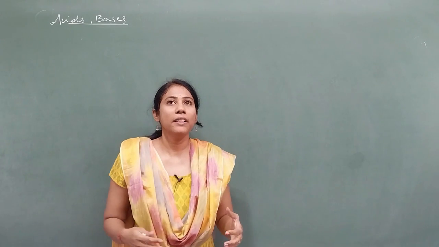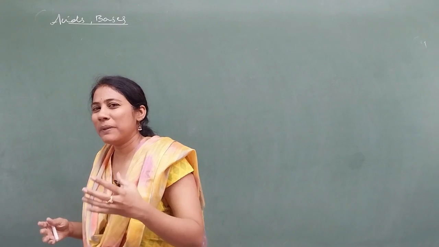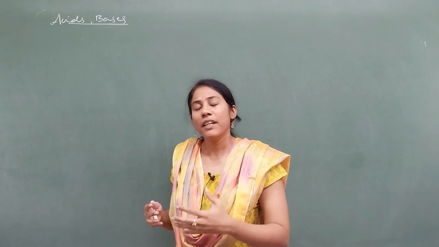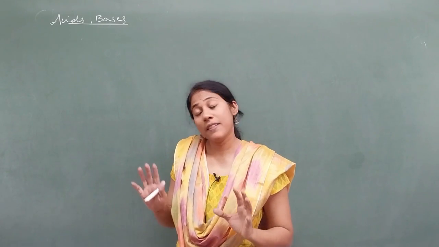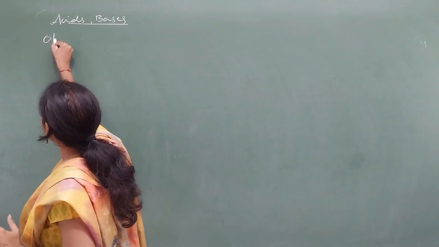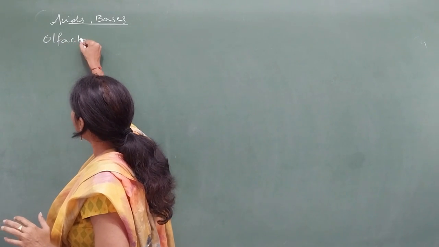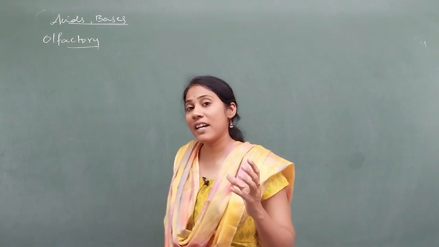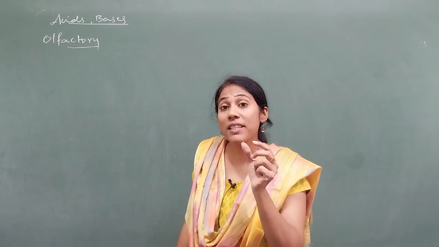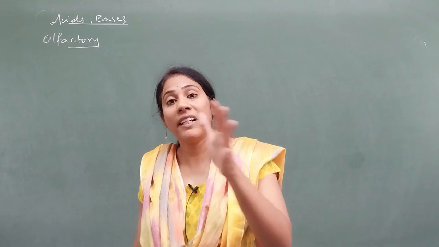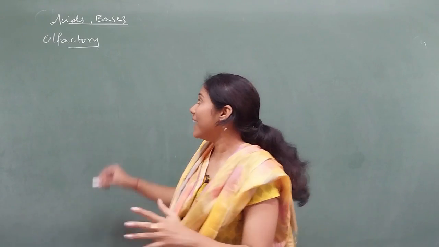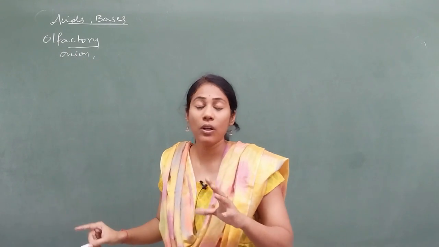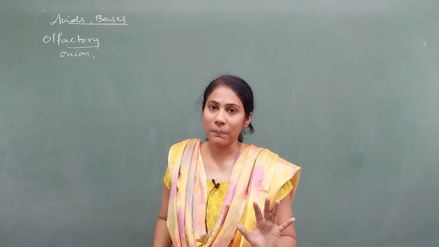Coming to this chapter, the starting part is very easy, like indicators, different types of indicators. You have to study all that, especially the olfactory indicators, which are very important. They will ask you the definition of olfactory indicators. Olfactory indicators are those substances whose smell changes when dipped in acids and bases. Examples of olfactory indicators are onion, vanilla, clove. All those things you have to remember.